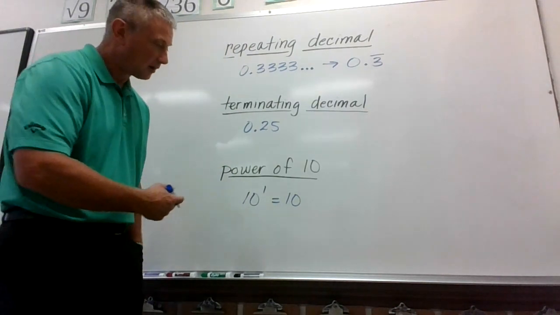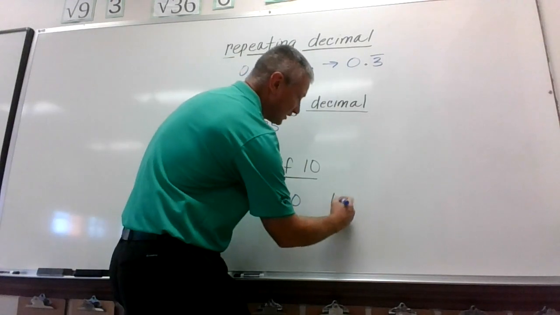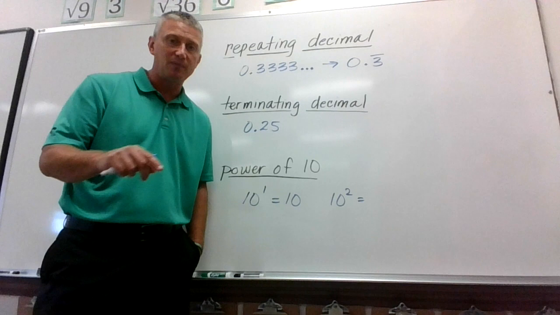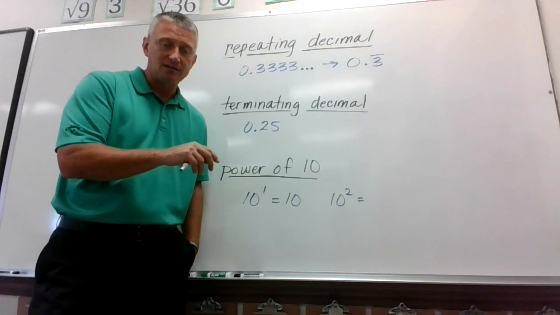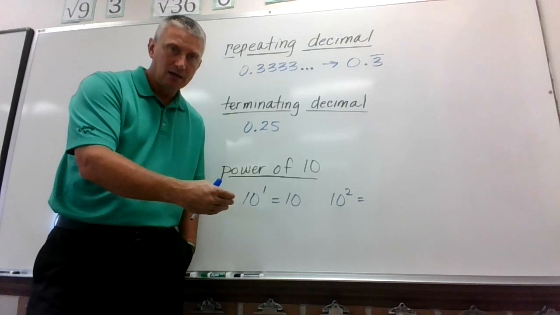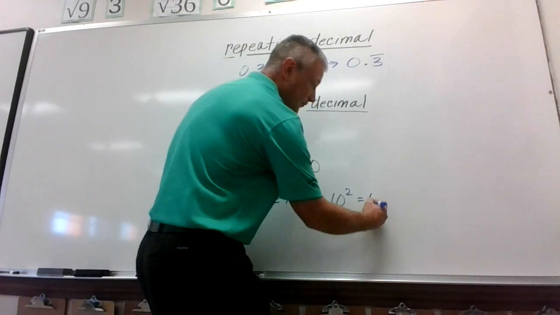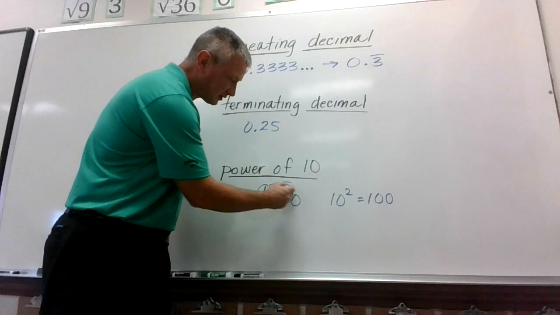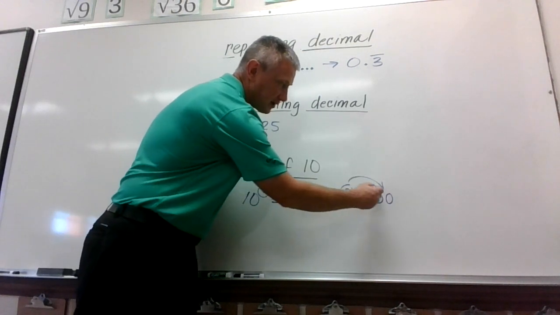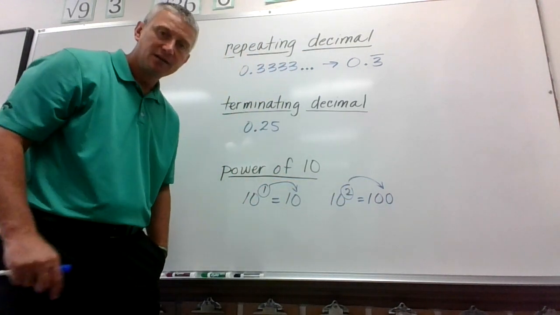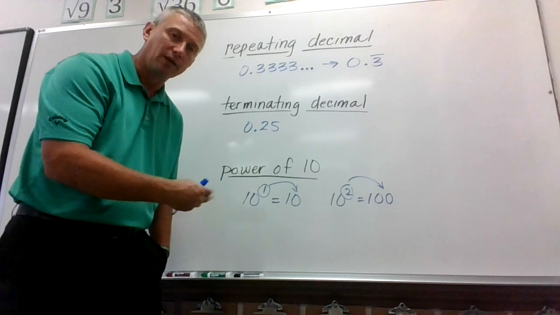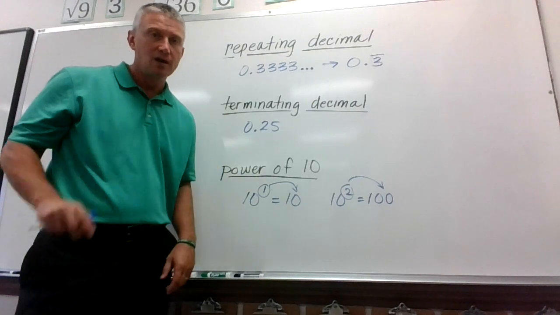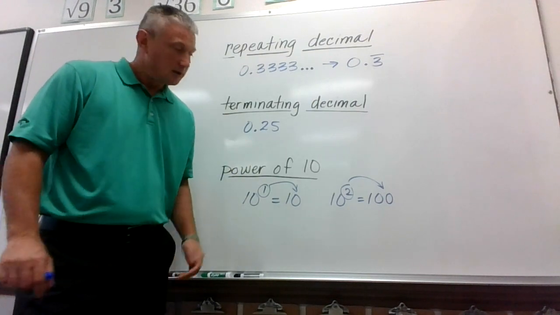Okay. The next power of 10 will be 10 to the second power. If you recall exponents that you may have learned in the past, 10 squared, or 10 to the second power, means 10 times 10. So 10 times 10 is equal to 100. So notice that your exponent tells you how many zeros you have when you're working with powers of 10. So 10 to the third power would be 1,000 because there would be 3 zeros attached to it. That's another little math trick for you. You're going to learn lots of them this year.